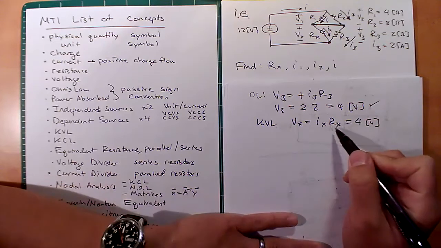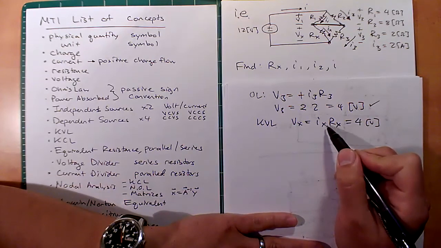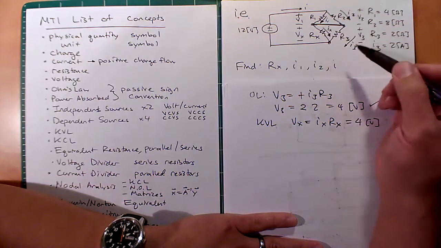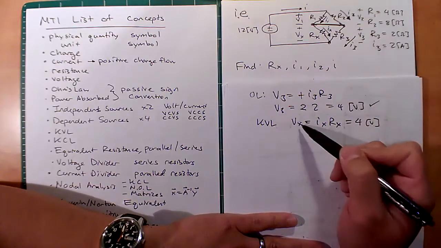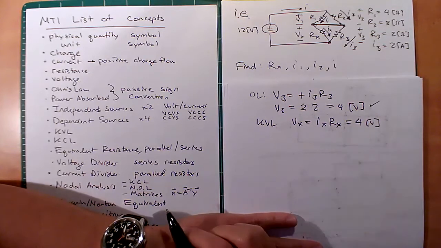Okay. So once we get Ix, which we forgot to talk about, but Ix looks like if we know I3 and I, we could do a KCL and solve for Ix. Then you go apply this Ohm's law and get Rx again, right?